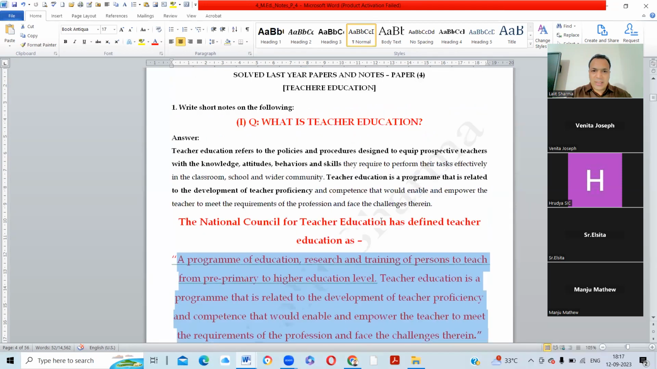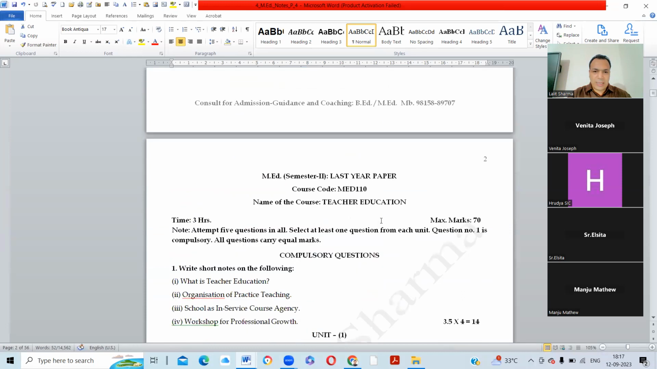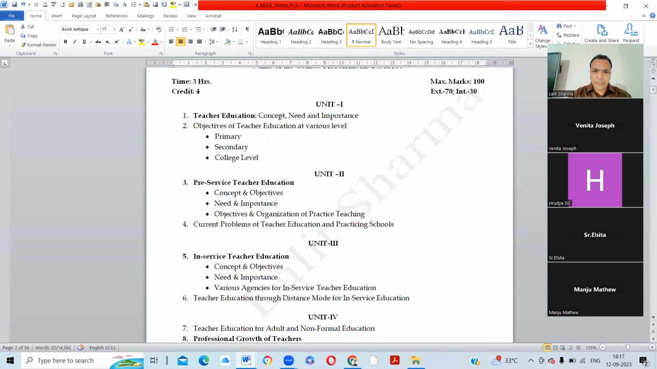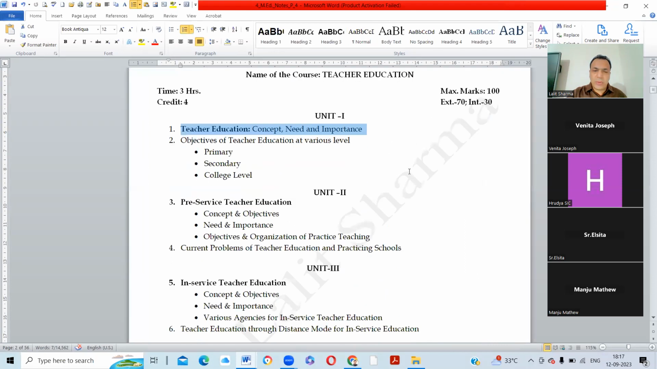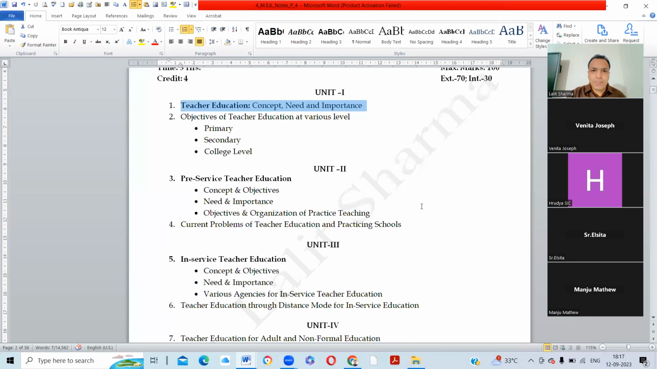I'm going directly from the syllabus. This is the syllabus. Just see the teacher education, right? So teacher education kya cheez hai? What is teacher education? Teacher education is basically a teacher education program. You are doing the B.Ed, you are doing the M.Ed. Whosoever is watching my video, either you are a student of B.Ed or a student of M.Ed. B.Ed, M.Ed is a teacher education program. This is called the teacher education.